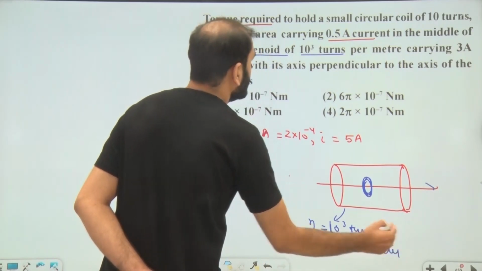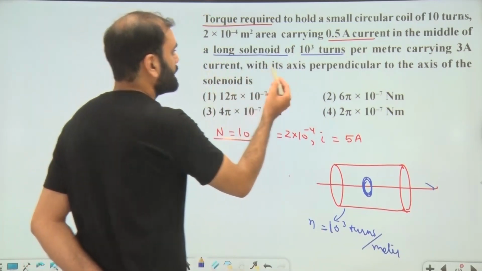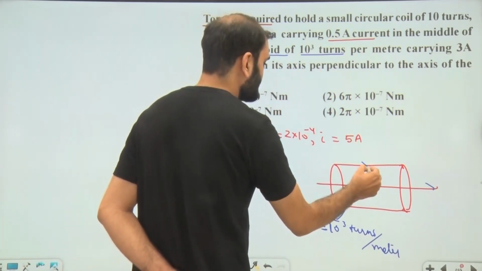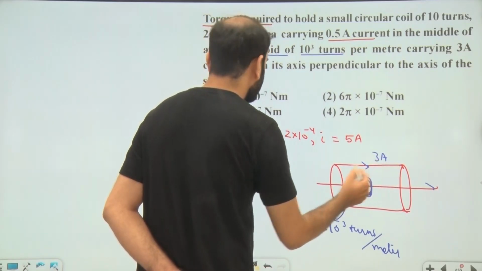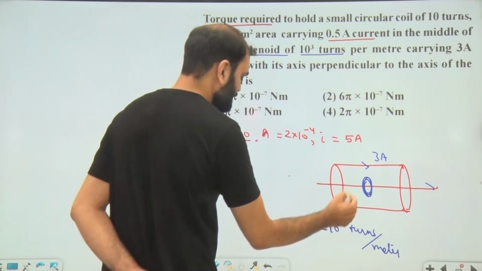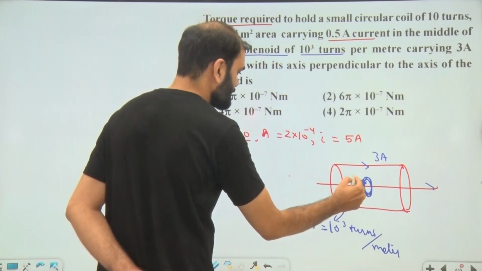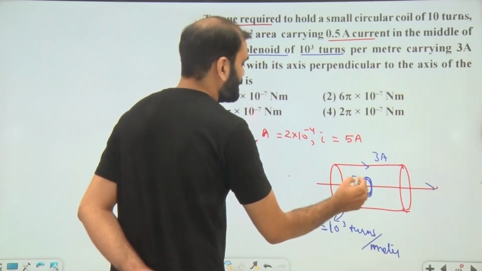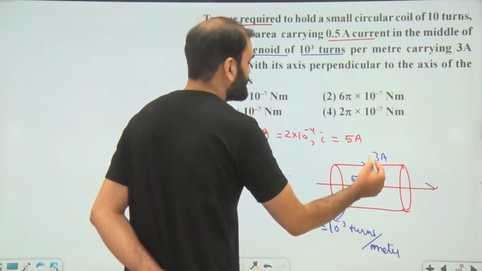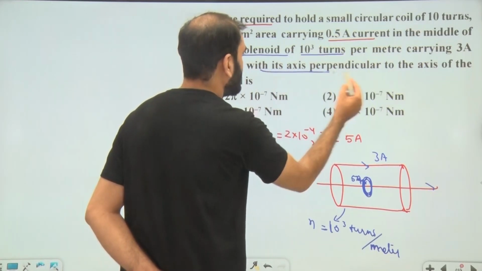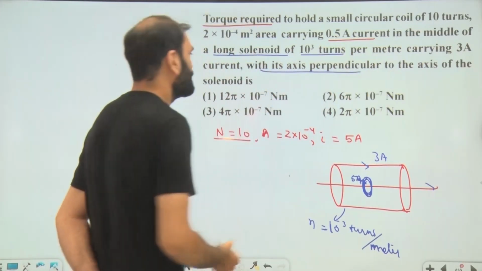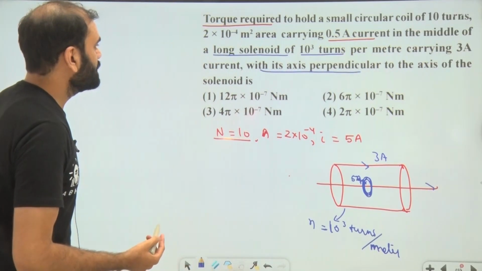The current in this solenoid is 3 ampere, and the current in the coil is 5 ampere. The coil's axis is perpendicular to the axis of the solenoid. You have to calculate the torque.